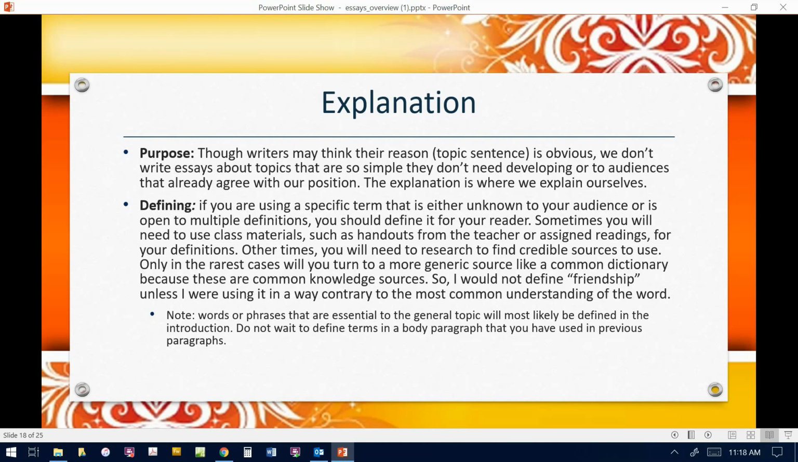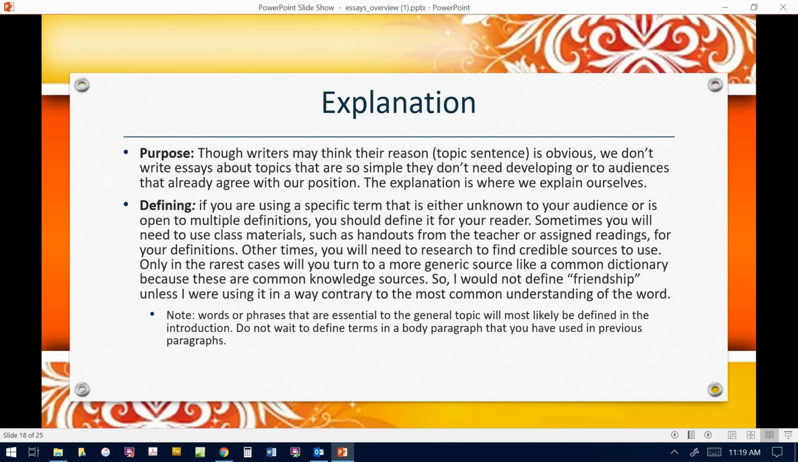But we don't write essays that are that easy. We're writing to people who either don't get it, or who've never considered different aspects, or who've never even heard of these things. And so we have to explain what we mean by our topic sentence. We have to lay out our reasoning. So this is where that critical thinking and logic comes through.